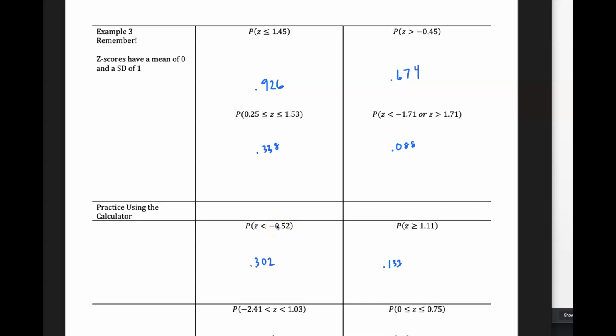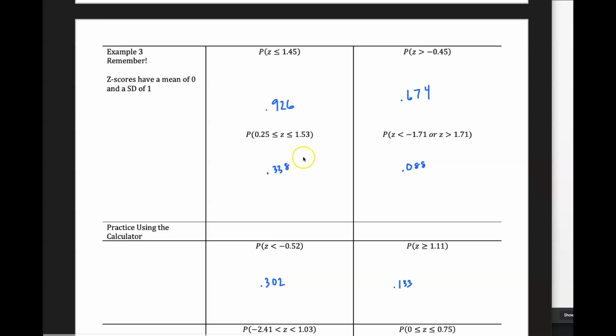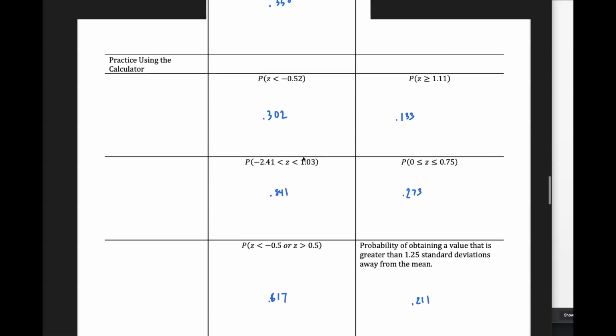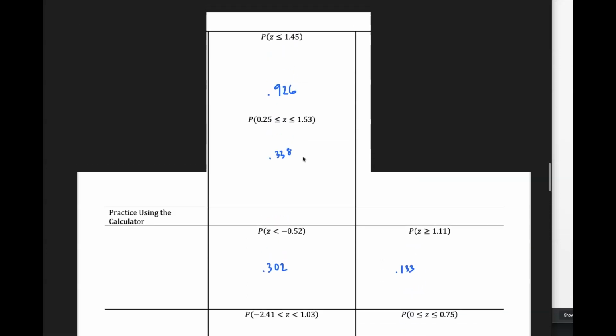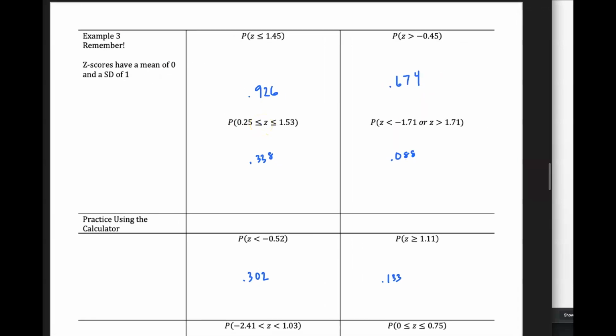Now we're going to take a look at technology and how it can be used to answer all of these probability questions related to data with means and standard deviations, or our continuous random variables and density curves. All the answers are here. You can pause and take a look at those. You're going to want to practice to get these on your own. I'll do some, but you really want to see if you can replicate those.